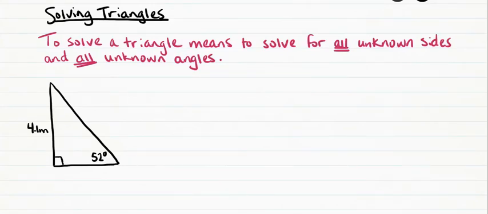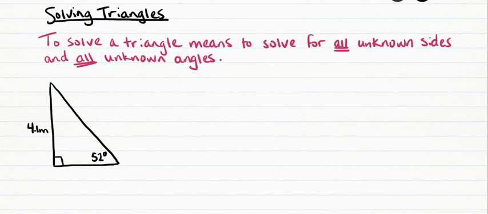Hello, this video is all about solving triangles. To solve a triangle means that we want to solve for all unknown sides and all unknown angles. So for example, in this triangle, there are two angles that are given and one angle that is unknown. And there is one side that is given out of the three, and there are two sides that are unknown. So here there would be two side lengths that we would need to solve for and one unknown angle measurement in order to fully solve this triangle.